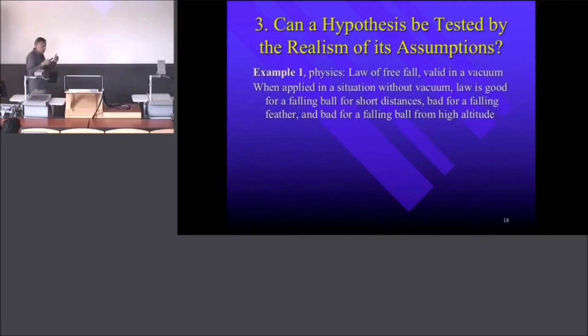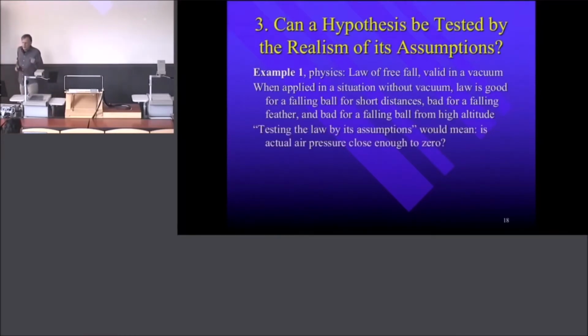And it's supposed to be absolutely valid in absolute vacuum, right? This is the assumption. So if you have only this gravitational force, then the law is fully valid, and now we are not applying it usually in a vacuum, but in other situations. And the question is then, how can we understand that? All right. So the point is now, and this is again the title of the section, is it possible to test the hypothesis by its assumptions? When we test the law of free fall, that would mean that we test whether the actual air pressure is 0 or close enough to 0. Right? That would be the implication. And now he's trying to show us that doesn't work. You cannot do that.